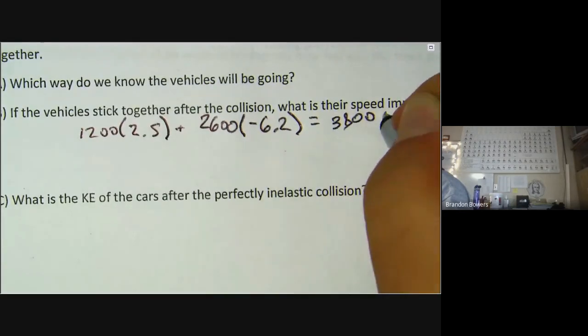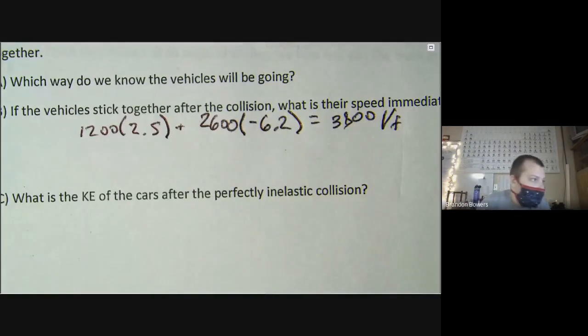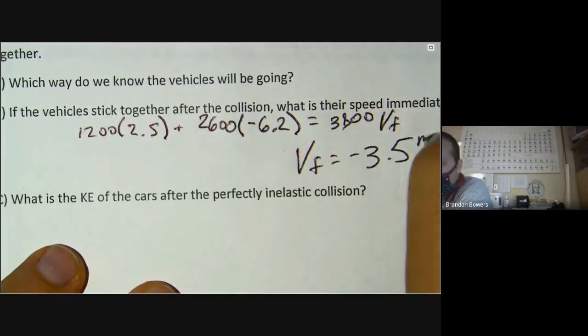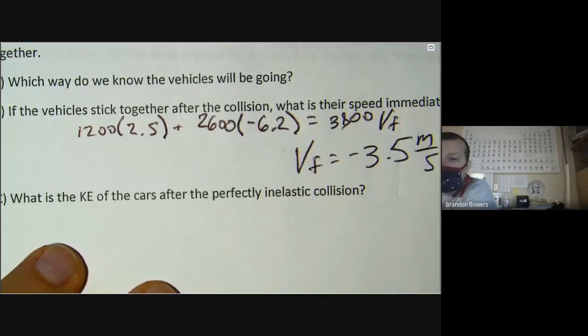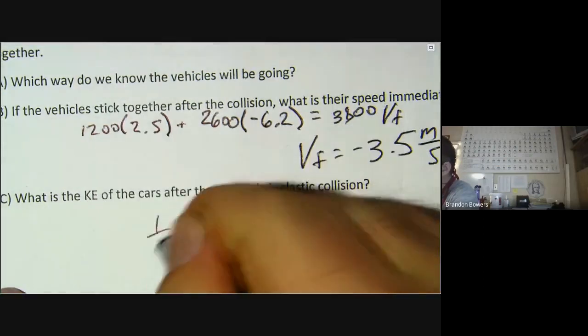What's my velocity final? Okay, what did you guys get? Negative 3.5. Perfect. Everybody get that? So if we look, what is the kinetic energy of the cars after? What's my kinetic energy equation? 1/2 mass times velocity squared.